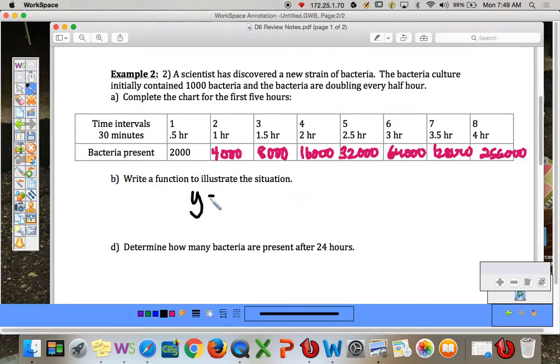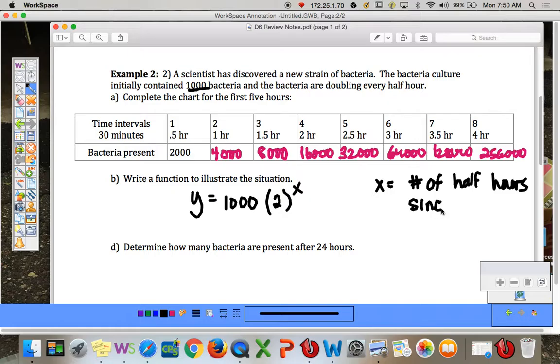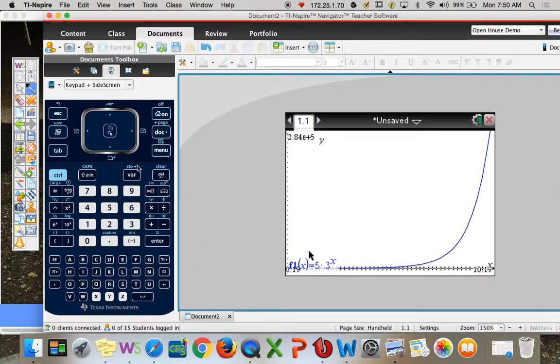Write a function to illustrate the situation. Okay, so we need a starting value, and that would be 1,000 bacteria, not dollars, 1,000 bacteria, and it's doubling every half hour. So doubling means our growth rate is 2, and x will represent the number of half hours since we started. Then D says determine how many bacteria are present after 24 hours. So how many half hours is that? That would be 48. So this would be y equals 1,000 times 2 to the 48. So it's going to be a pretty big number here. Let's try typing that in.